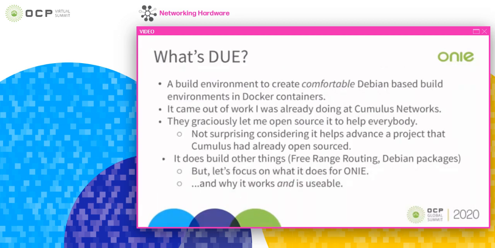It's a build environment to create comfortable Debian-based build environments and Docker containers. This came out of work I was already doing at Cumulus Networks, and they graciously let me open source it to help everybody out, which is not surprising because this helps out a program that they had already open sourced. It does build some other projects like FRRouting and Debian packages, but this being an ONIE talk, let's focus on what it can do for ONIE, why it works, and why it's usable.